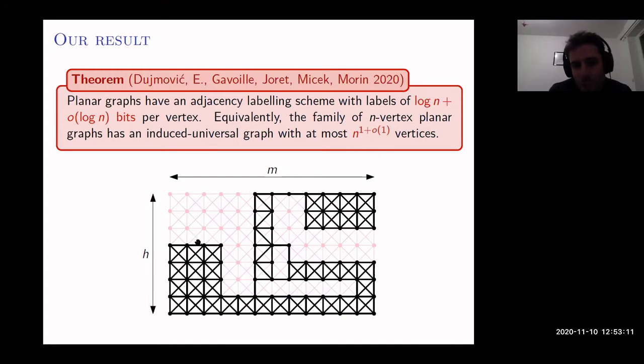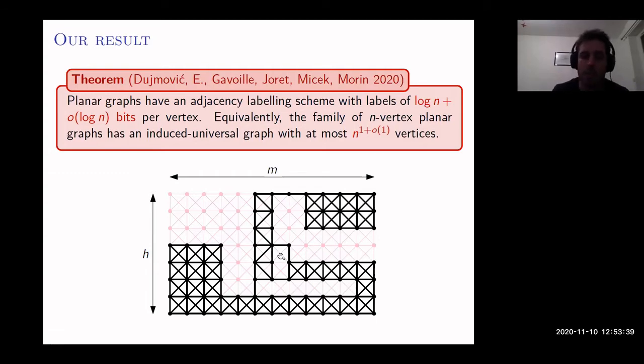And the first issue is that only knowing the coordinates is not enough to be able to say whether there is an edge in G. I mean, if you know the coordinates, you know if there is an edge in the grid. But G is just a subgraph of the grid. So here you have this edge in the grid, but it's not there in G.